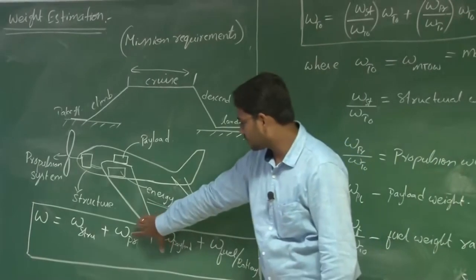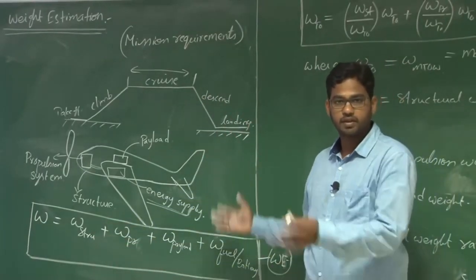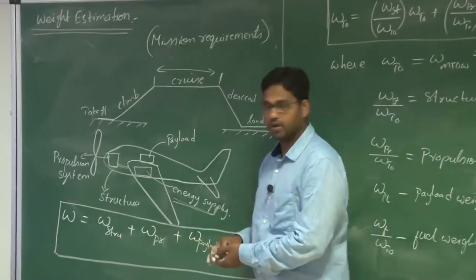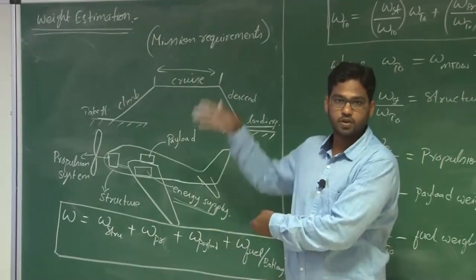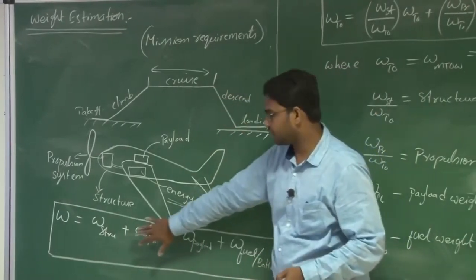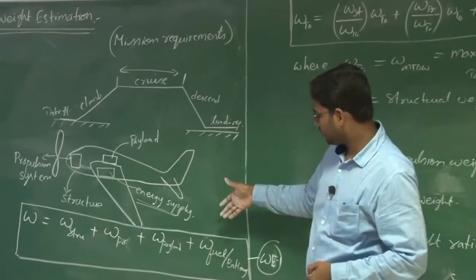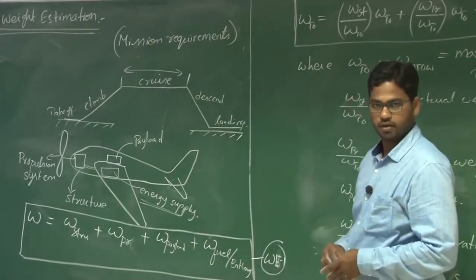Once you have these two, then you will be able to find out what is the structural weight, because you will be designing the structure, right? So once you have all these values, you are actually bringing this equation to the particular UAV that you are going to design, right? You have started with the data of the previous UAVs, but right now you are trying to adapt this equation to your particular design, right?